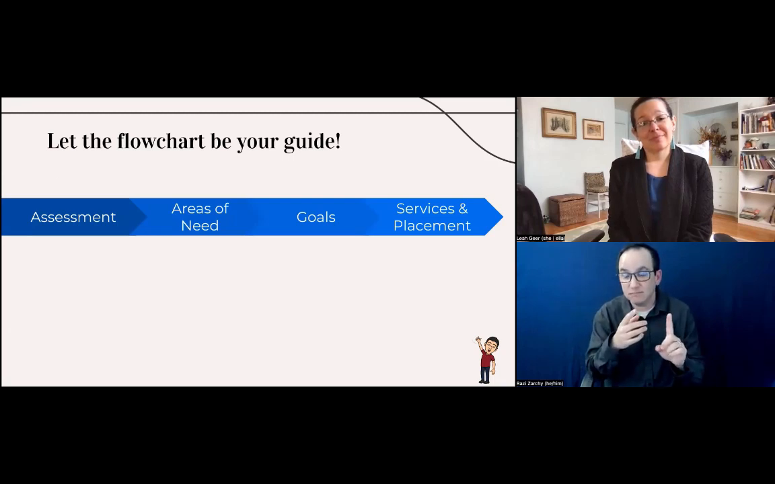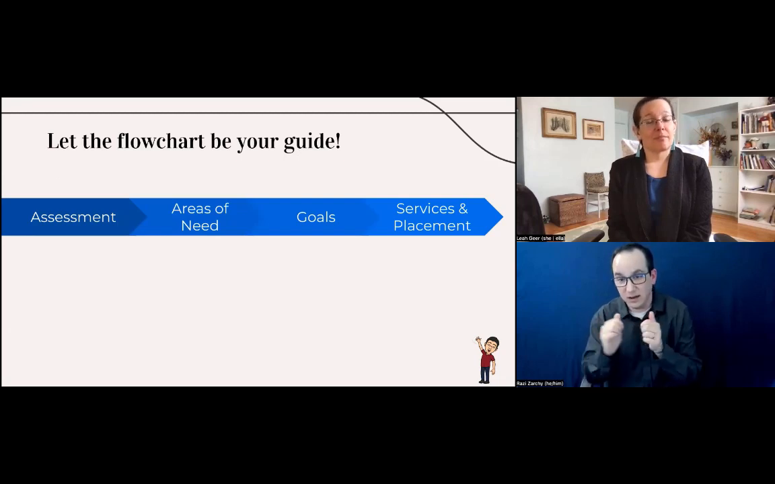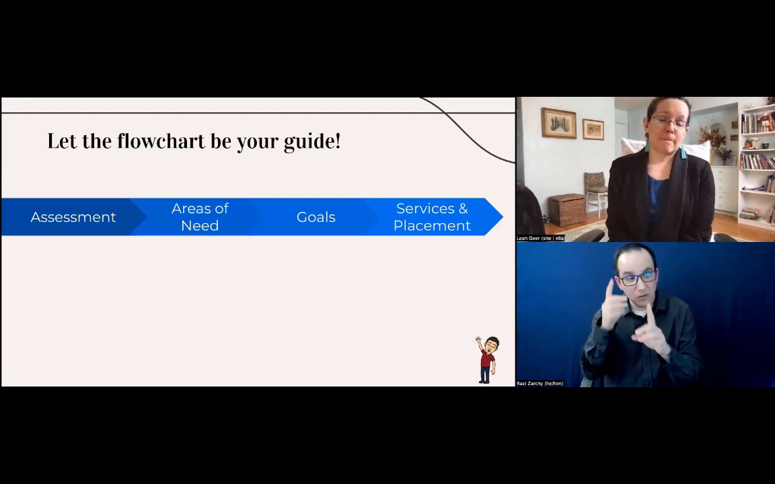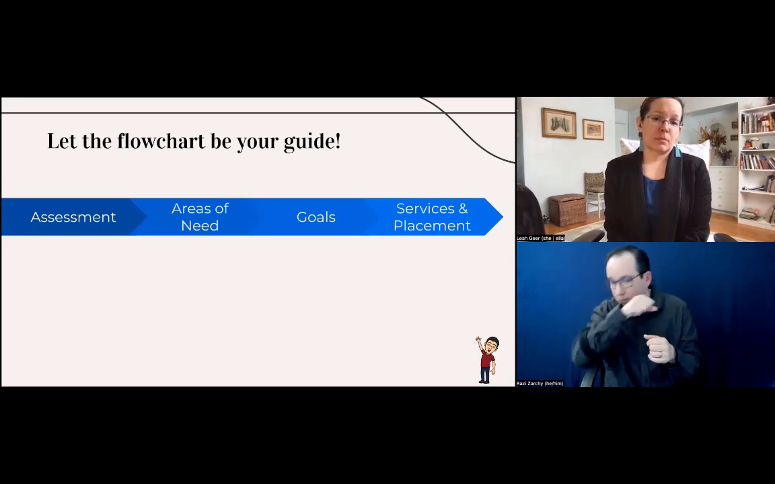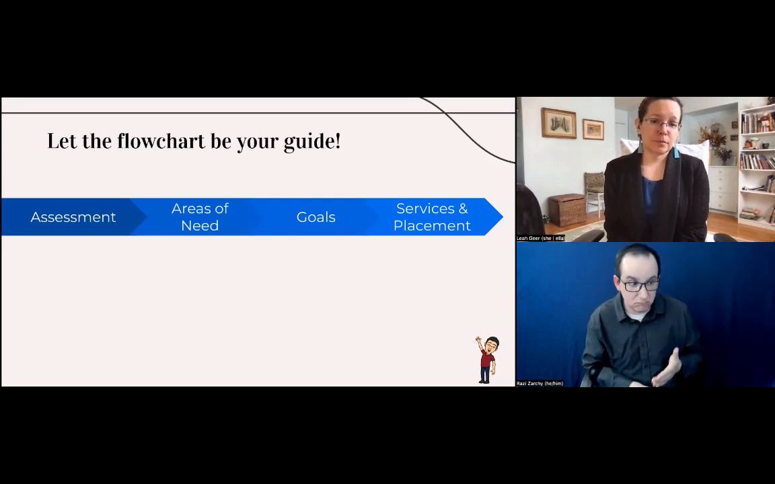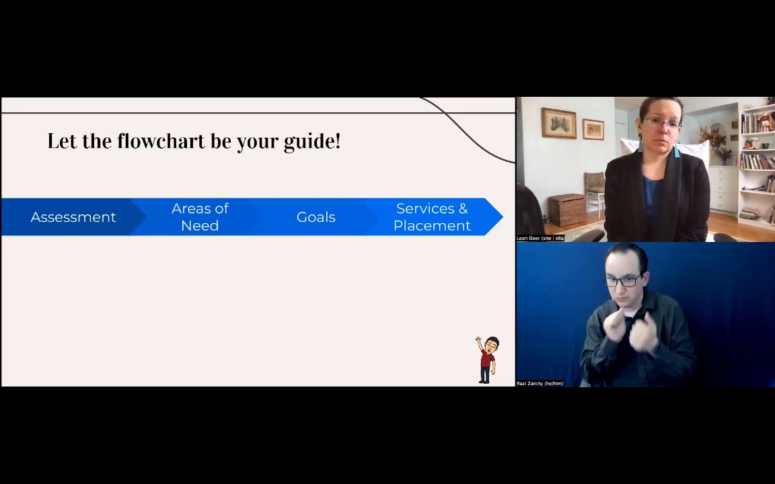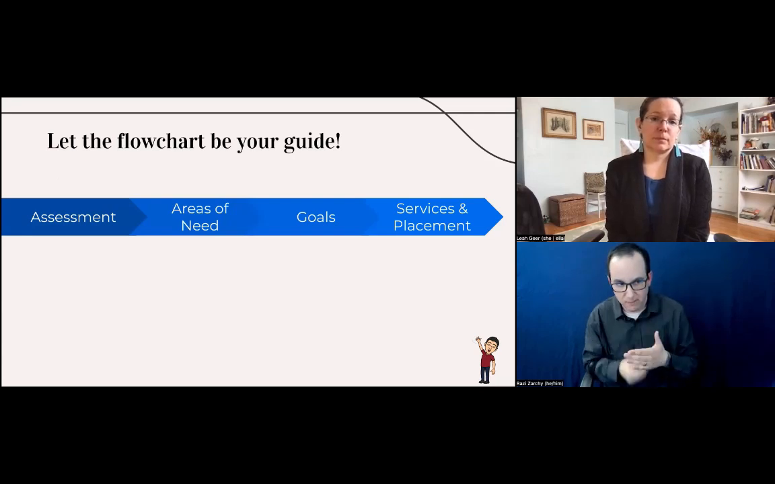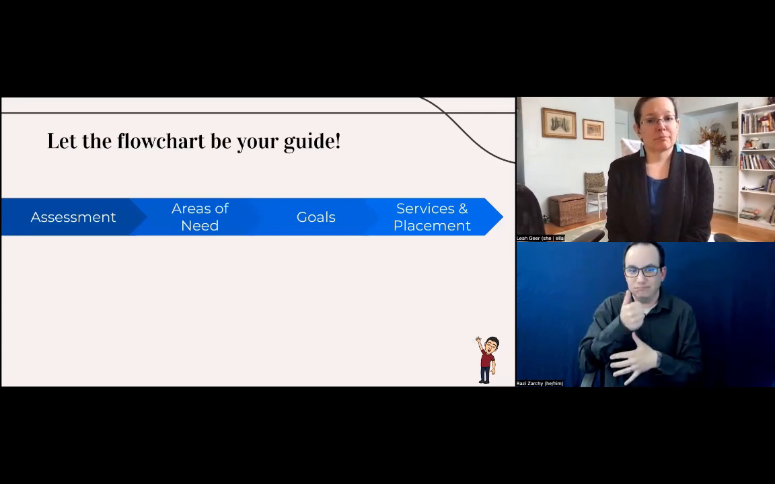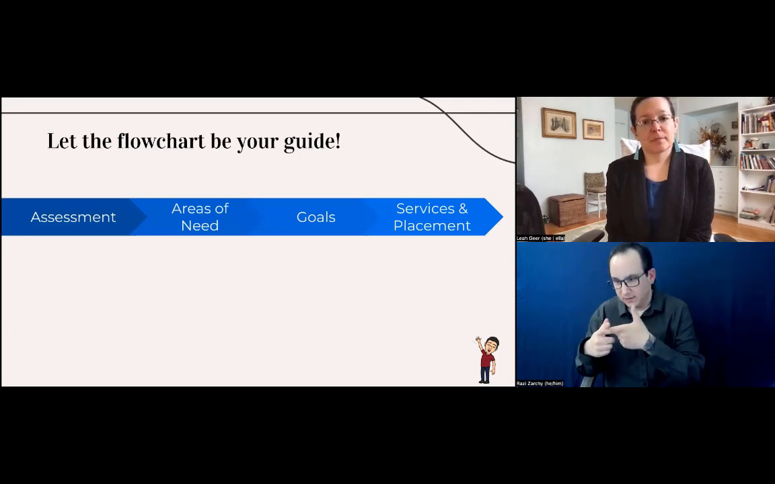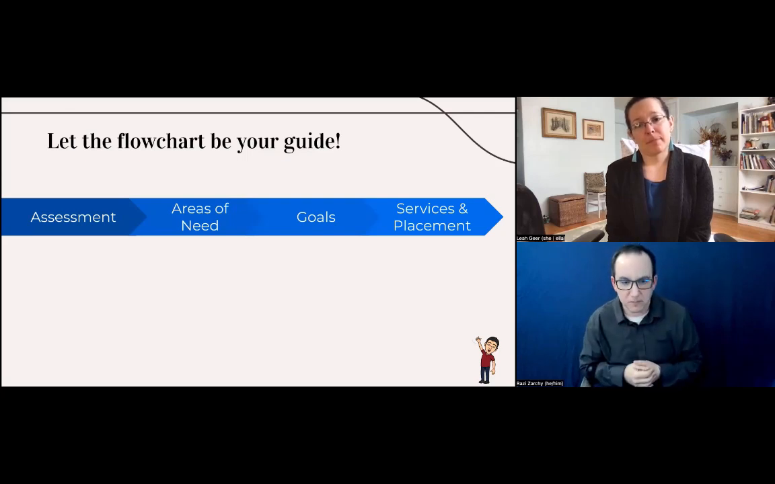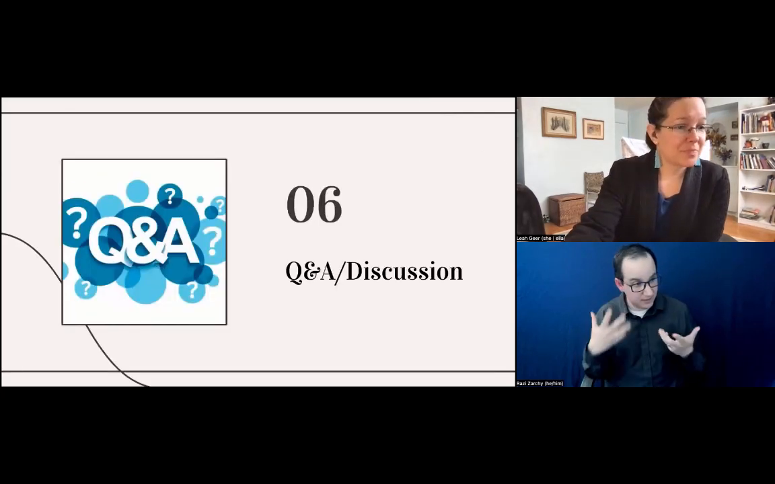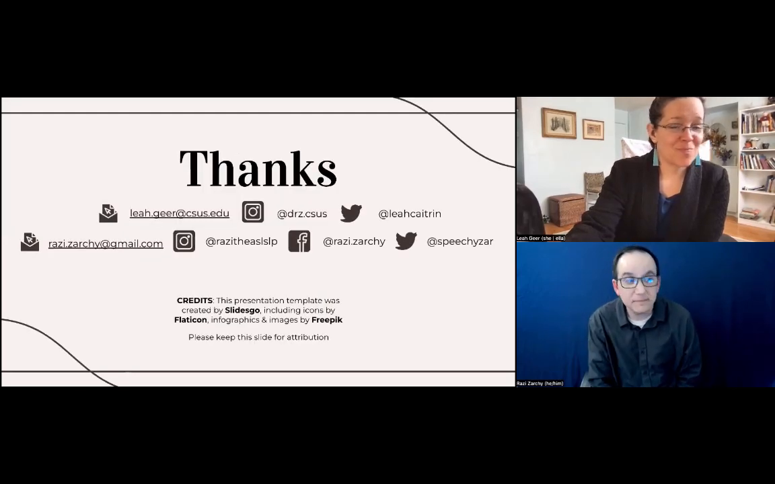So back to this flow chart. This is a guide of how you can set up goals from assessment. From the assessment, you're able to identify areas of lack or areas of need, which will then help you set up goals to fill in those areas and prioritize those significant areas, which then leads you to the services and placements that are needed. I think that's the final slide, really.